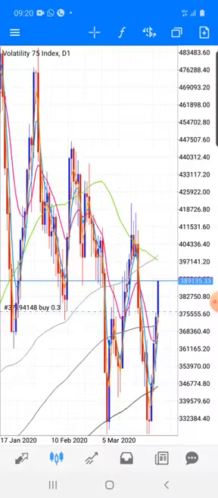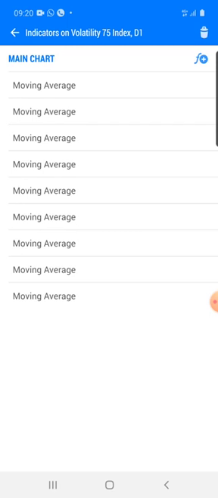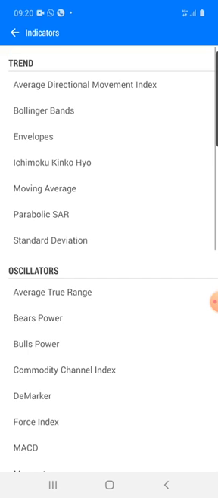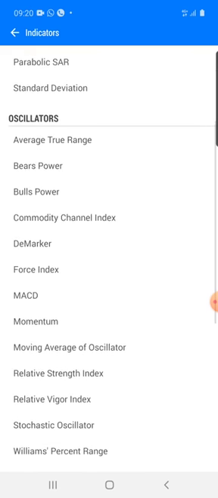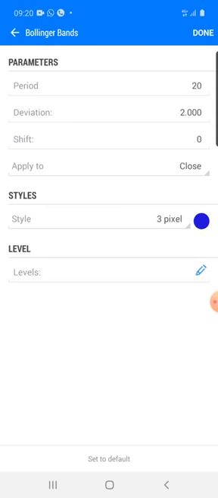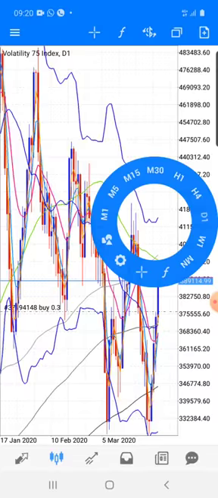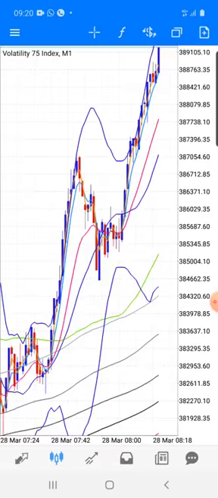So you come to Function, F Plus, click on Bollinger Bands. This is the setting, done. All right, so those are my Bollinger Bands right there. You can see them there.